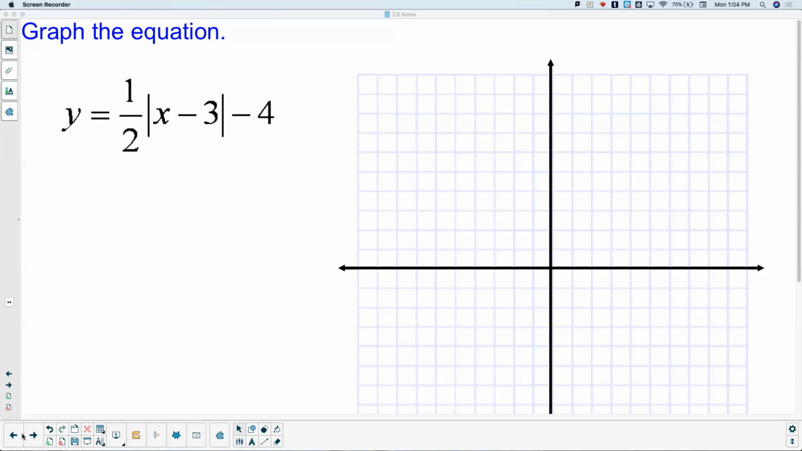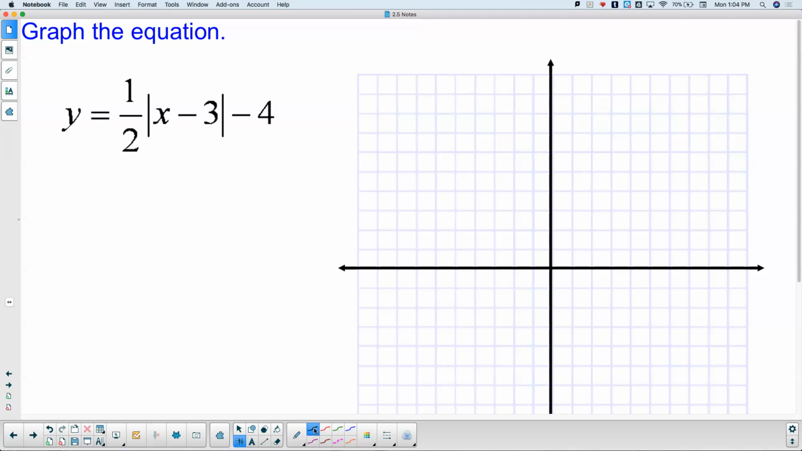From Friday, what are the 2 methods to graphing an absolute value? T-chart's one of them. If I were doing this one by a T-chart, I would make myself a T-chart, and then I'd do 2 negative values, 0, and 2 positive values. Hopefully we find the V in those 5 points. If we didn't find the V in those 5 points, I'd have to do more to find the V.